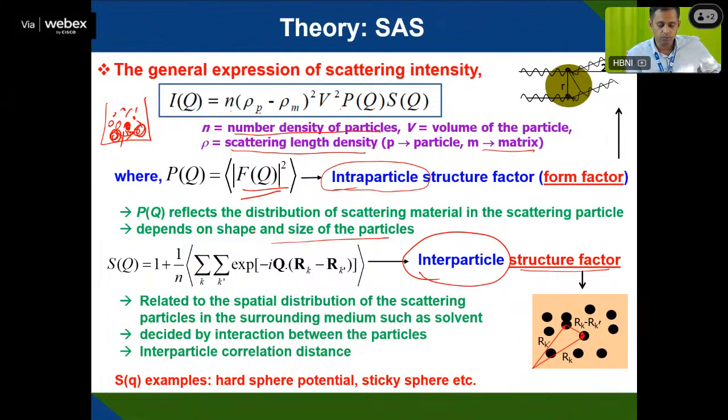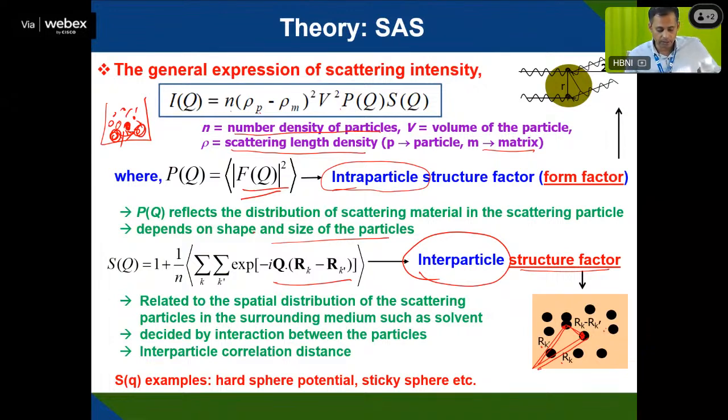So PQ is equal to, mostly in case of electron and X-ray, FQ squared, the scattering intensity squared, but SQ is 1 plus the summation of IQ, that R, the distance that you see here. So interparticle distance here is related to the spatial distribution. You can see in this particular region it is RK and RK dash, this RK minus RK prime. So that is the interparticle distance.